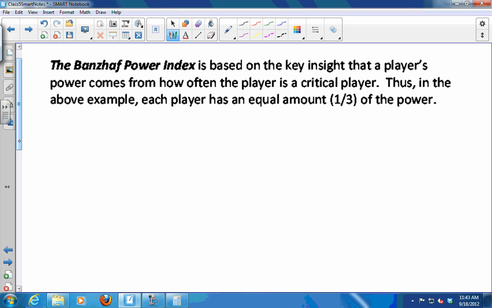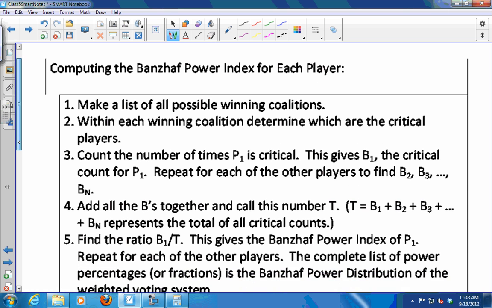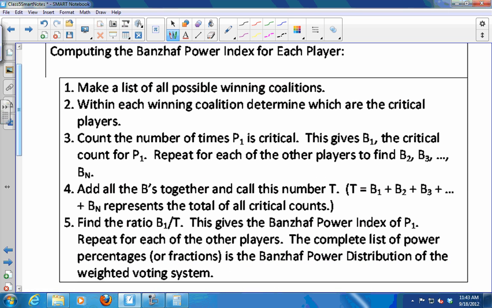So the Banzhaf power index is based on the insight that a player's power comes from how often that player is critical. So in the above example, each player had an equal amount of power, 1/3 of the power. So here's a step-by-step instruction guide for how to compute the power index for each player.